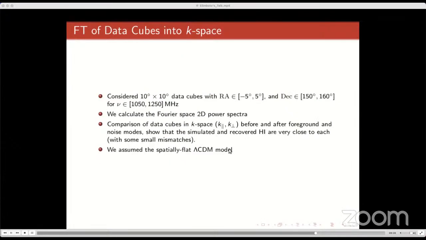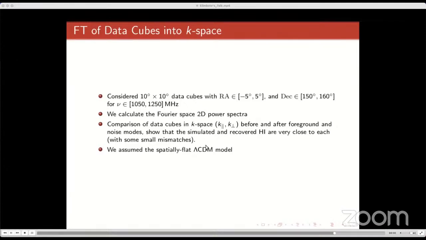We also performed the Fourier transform on the data cubes with the given information. The data cubes were 10 degrees by 10 degrees, with a range of right ascension from minus 5 degrees to 5 degrees, declination from 150 degrees to 160 degrees, and a frequency range from 1050 megahertz to 1250 megahertz.